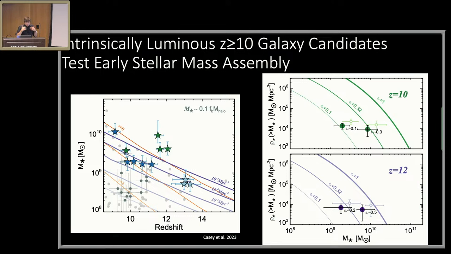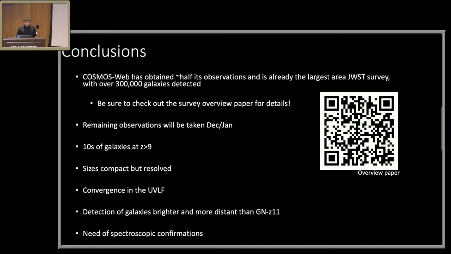We also investigate the buildup of the stellar mass of these galaxies, and if the redshifts and the stellar masses of these galaxies are confirmed, some of these galaxies, the green galaxies, are a little bit more massive than expected. And we find a conversion factor between the dark matter halos and the baryons of 0.3 for the most massive galaxies at redshift 10 and 0.5 at redshift 12. And that leaves only a little room for other components of galaxies. I leave you with my conclusion and thank you very much.